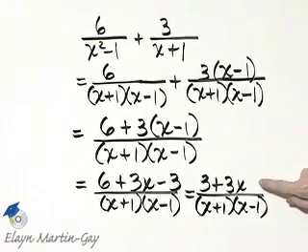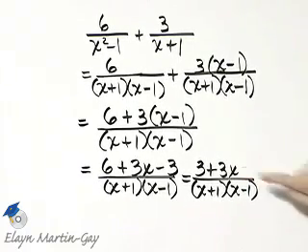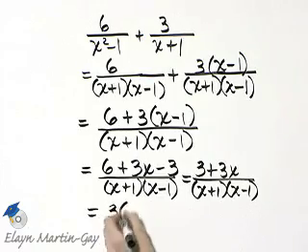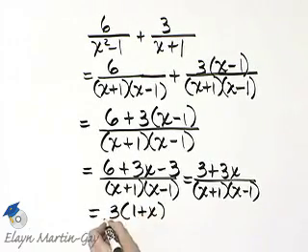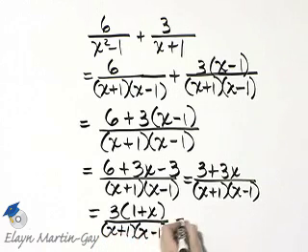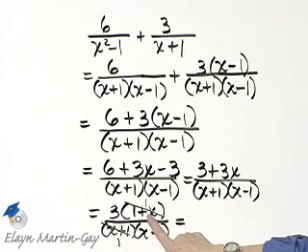Now, let's look at this numerator a moment. Notice there's a common factor of 3 that I can factor out. So I'll factor out the common factor of 3, and I'll have 1 plus x, and then keep rewriting that denominator, x plus 1 times x minus 1. I am simplifying. 1 plus x is exactly the same as x plus 1. Addition is commutative.